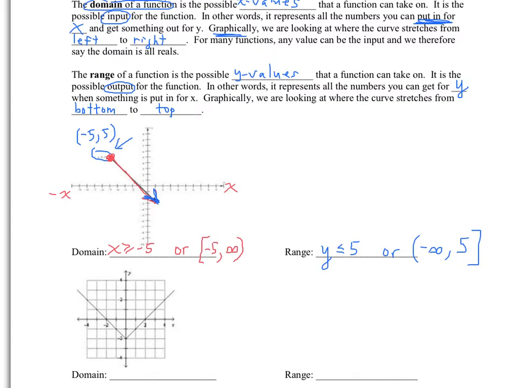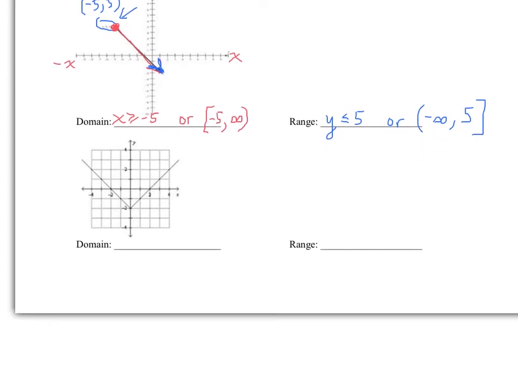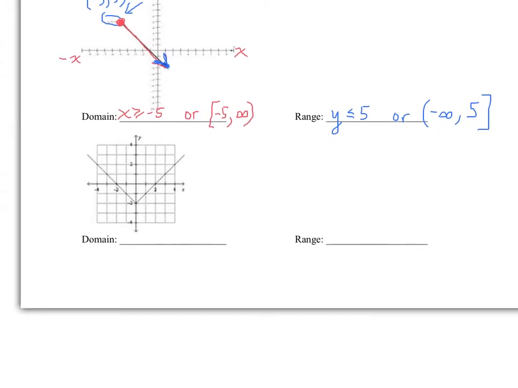Let's move on to our next example. And let's assume here that with this graph we have arrows on the ends. So we'll just pretend it's given to us. So we have some sort of an absolute value function here. Our domain, notice it stretches to the left forever, it stretches to the right forever. So here our domain is all reals.